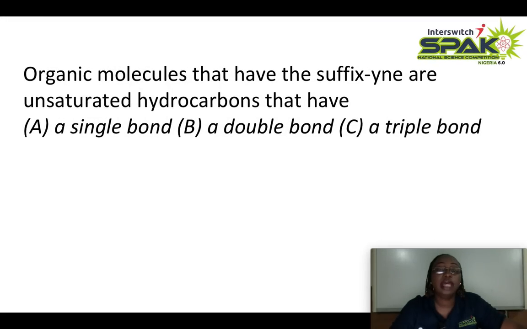Organic molecules that have the suffix YNE are unsaturated hydrocarbons that have a single bond, a double bond, or a triple bond. So if you look at the options very well, the answer is a triple bond. Yes, organic molecules that end with YNE have triple bonds.